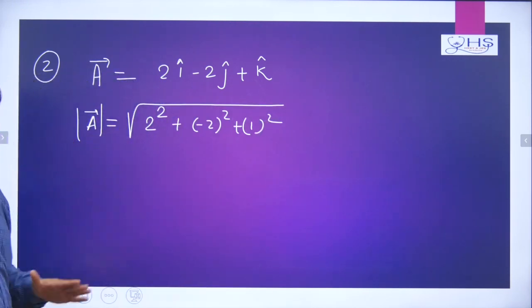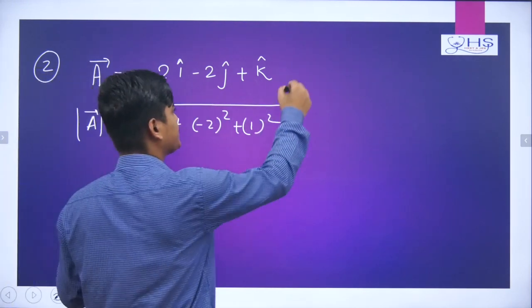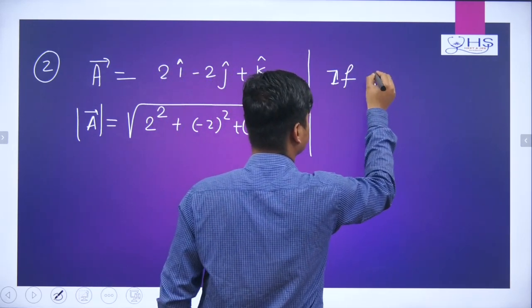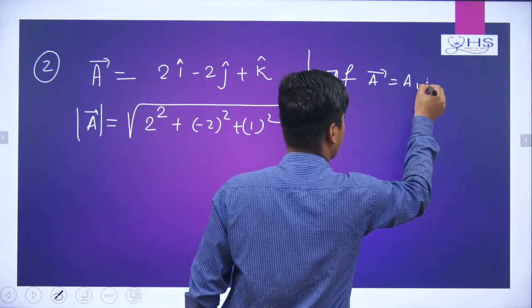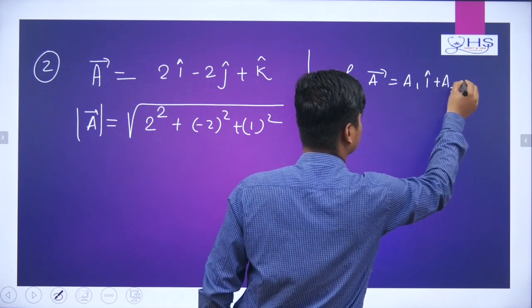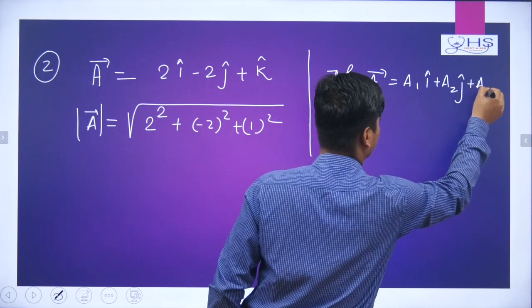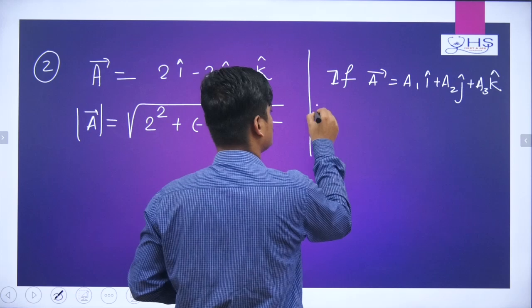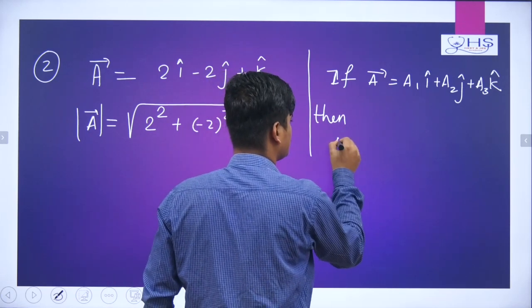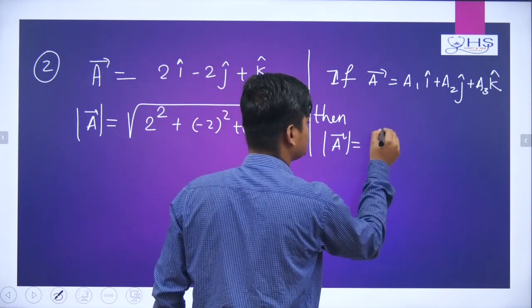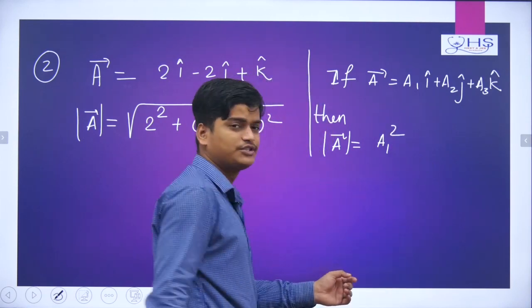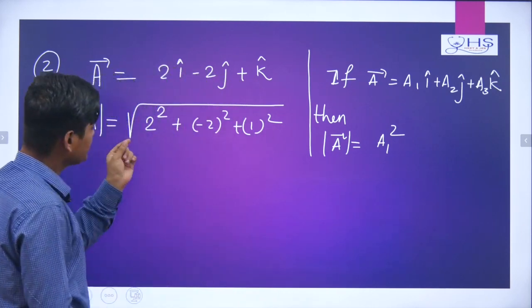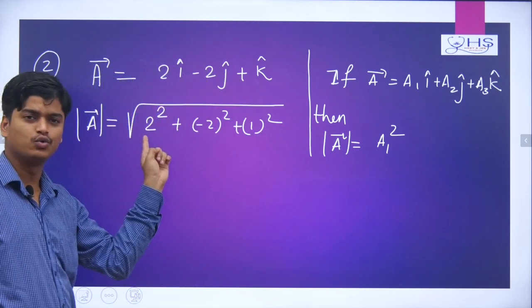So this is the formula to calculate magnitude. In general, if a vector is represented as a1 i cap plus a2 j cap plus a3 k cap, then the magnitude of the vector a is how much? It is a1 square, that means you take the i cap coefficient squared. The i cap coefficient is 2, that's why it is 2 square.